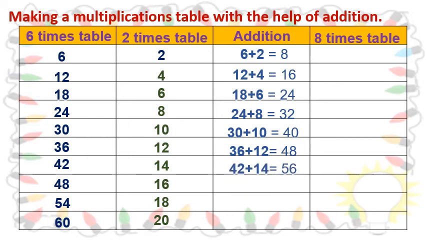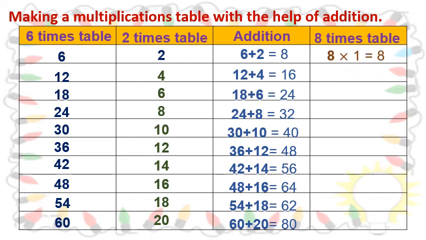42 plus 14 is equal to 56. 48 plus 16 is equal to 64. 54 plus 18 is equal to 72. And 60 plus 20 is equal to 80. Isn't it? Okay. Now we got the table for 8.